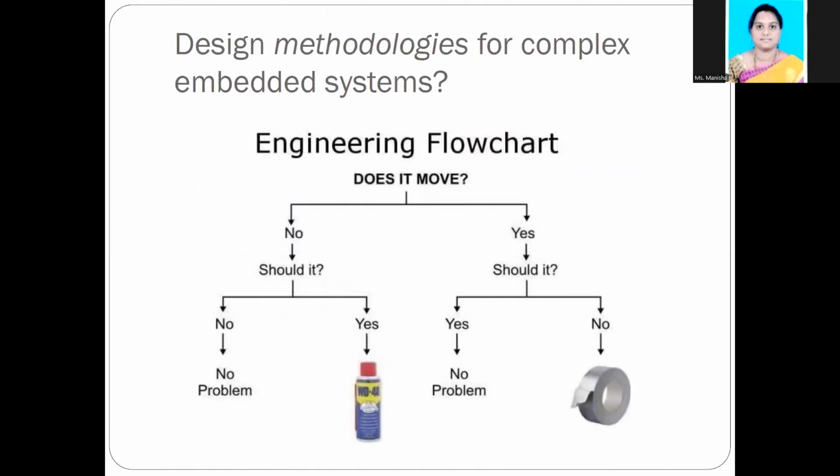So in embedded design, how should it be? Should it, yes or no? If it is yes, what is the problem? If it is yes, should it? And again, if it is yes, no problem. If it is no, what is the solution for that?